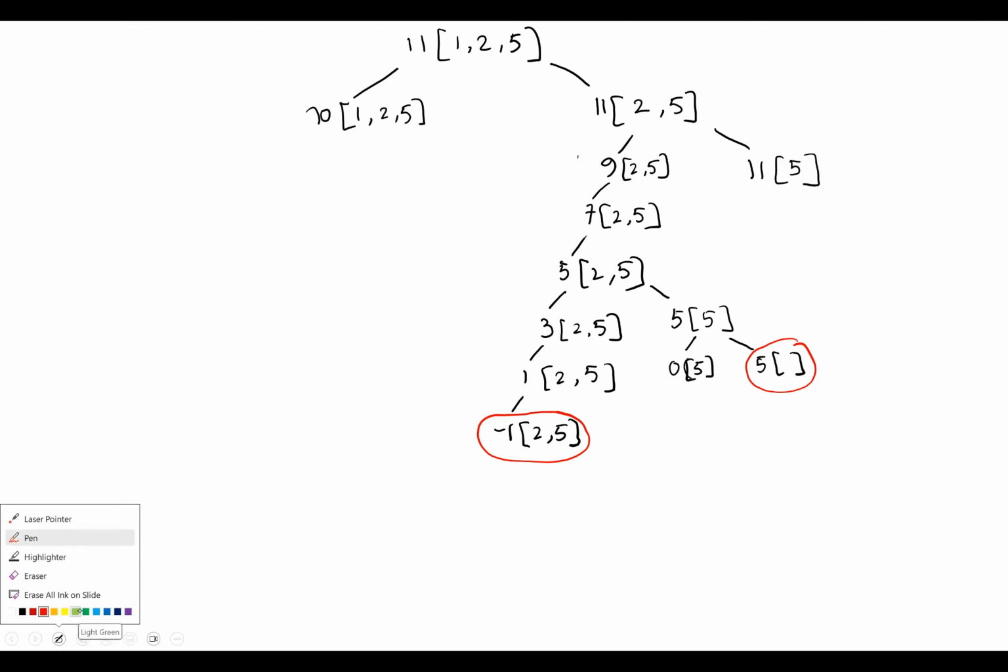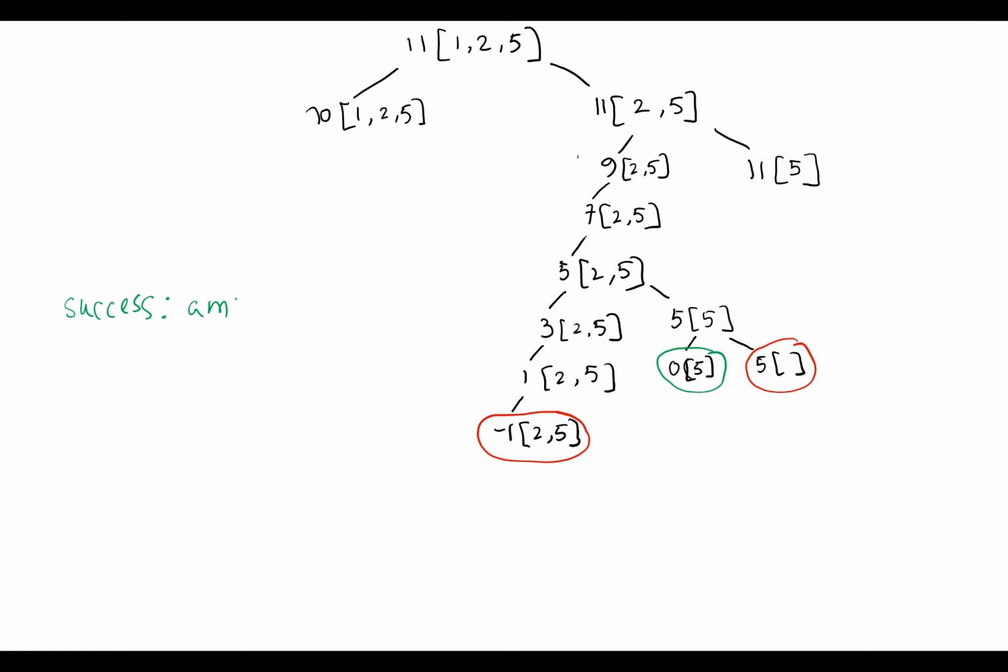Now let's see a success case. So success case is I have been able to exhaust the whole amount using coins, right? So this is a success case. Okay, so let's talk about the success case. So success case is if the amount becomes 0, right? Amount becomes 0. So how many coins do we need to make up an amount 0?